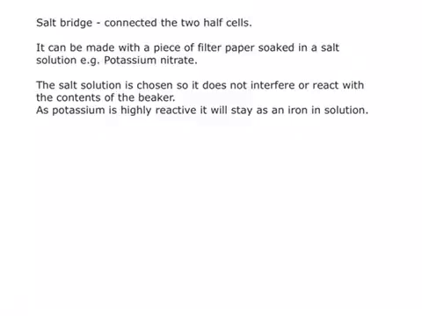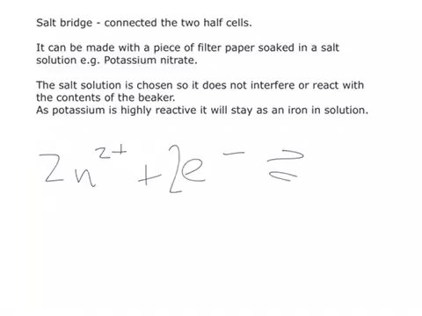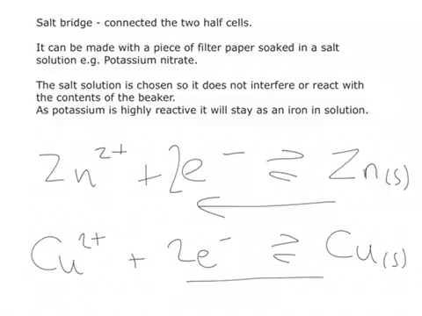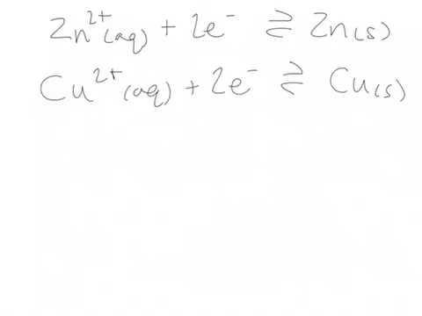This will mean that ultimately the zinc will actually go in the direction of oxidation, as it will be losing electrons. On the other hand, the copper half cell will go in the direction of reduction, as it will be gaining electrons.